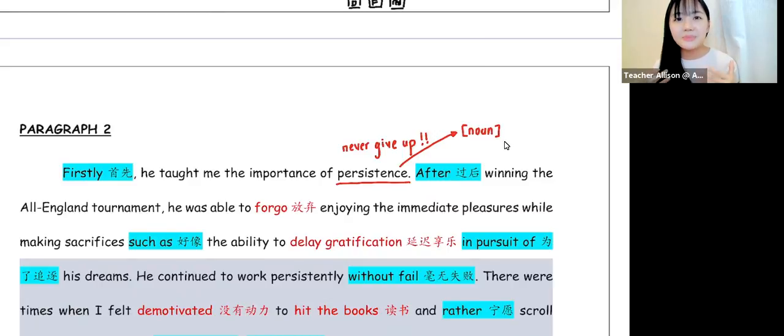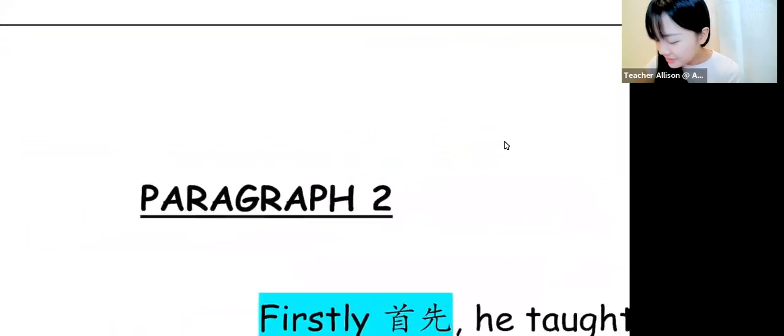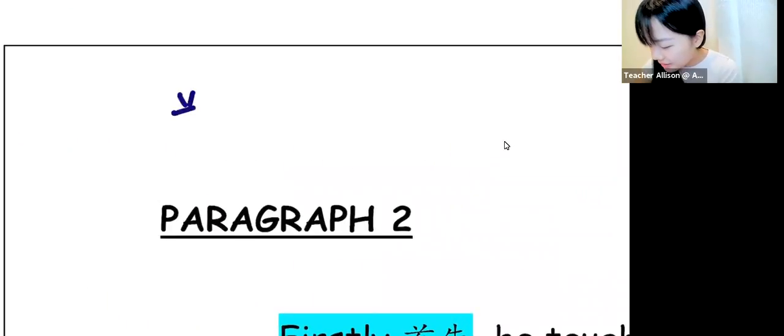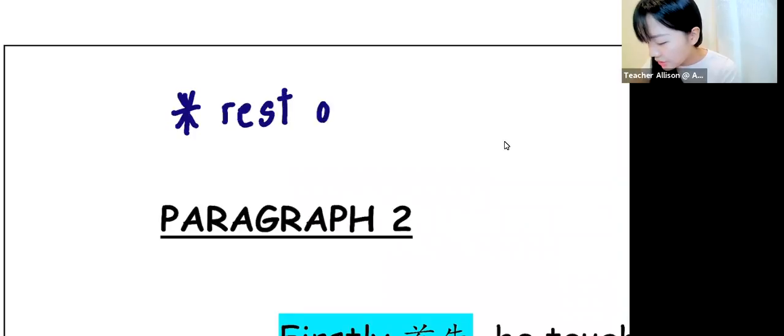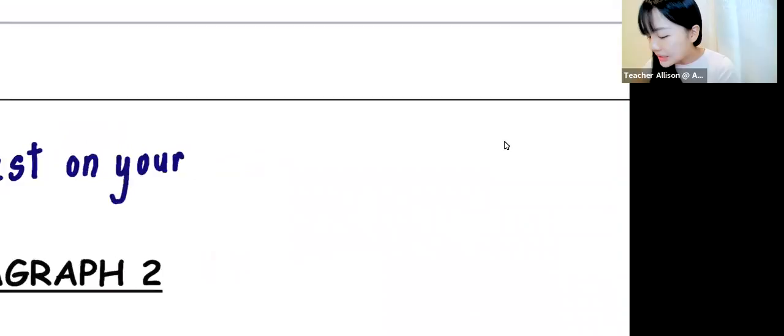So you must be persistent in whatever you do. Even though you did something right now, you must keep at it. Never rest on your laurels. Rest on your laurels means never be satisfied with what you have already achieved. All right, so this idiom is just an outside topic. Never ever rest on your laurels, meaning don't be contented so easily.